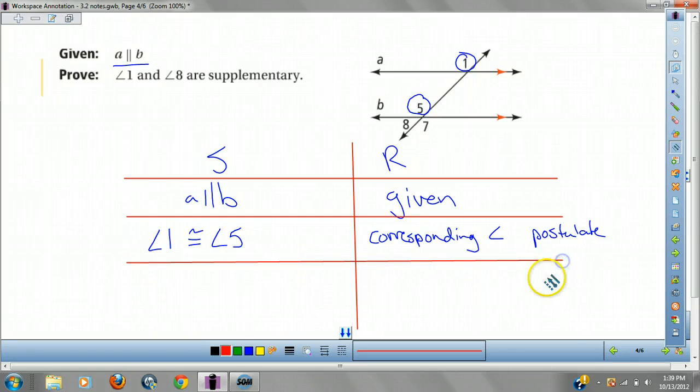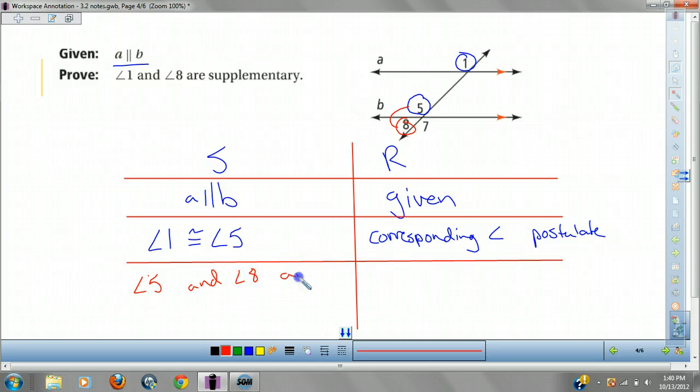Now where do we go? Okay, so now we gotta come up with a relationship. How are we gonna throw 8 into the mix? So when I look at the picture, I notice that, well, 5 and 8 form a linear pair. And what's it mean when you form a linear pair? What your degree measure is? Well, that tells me that angle 5 and angle 8 are supplementary. And that's because, I want to say, definition of linear pair.